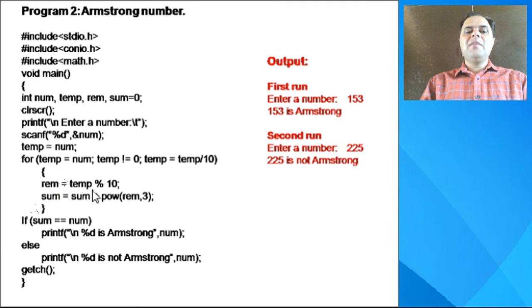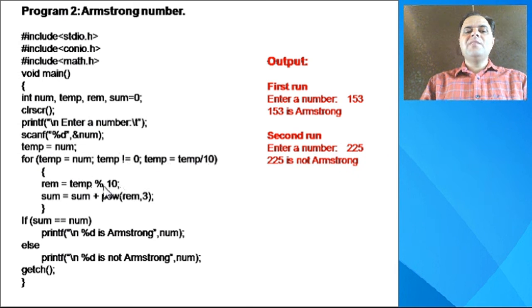So remainder equal to temp mod 10. This is the remainder I have. So for example, I have entered 153. So remainder is 3. So sum equal to sum plus power(3, 3). So 3 cube is 27. It becomes 27. Then again, now temp is divided by 10. It means now temp becomes 15. 15 is not equal to 0.